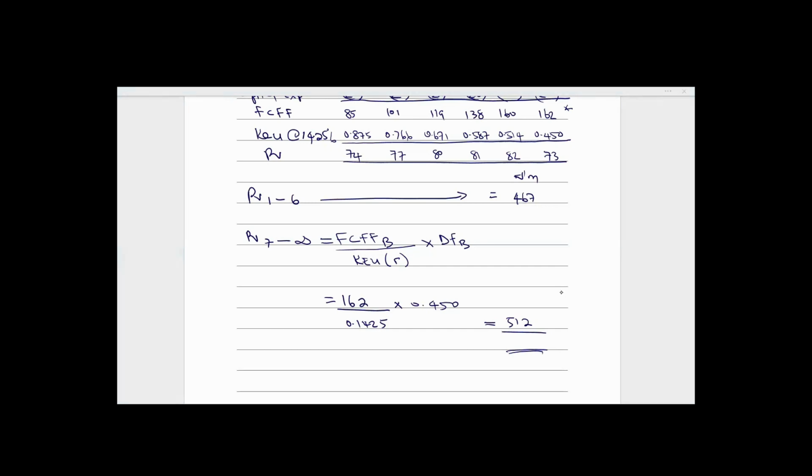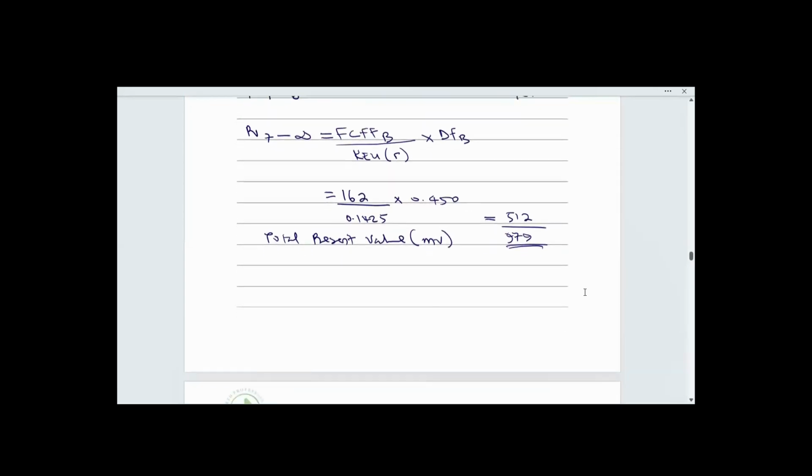So you add it up: 512 plus 467 equals 979. This represents the total present value. Total present value. That is market value. Therefore, I need to calculate my base case NPV. In this case, base case NPV is equal to total present value.